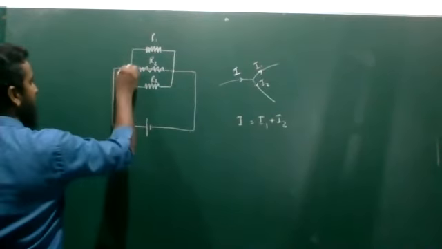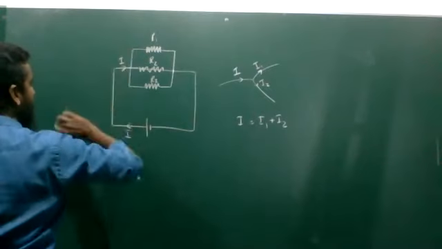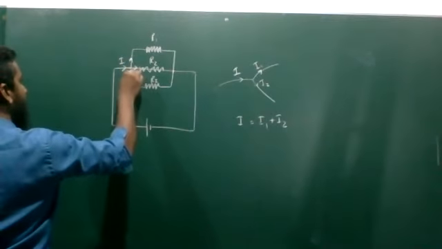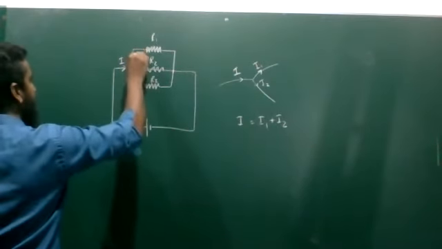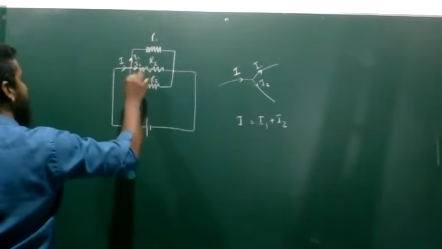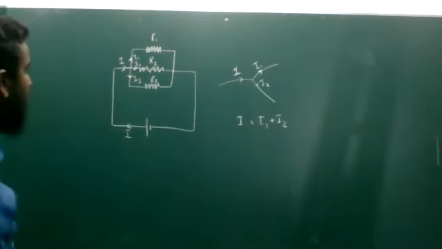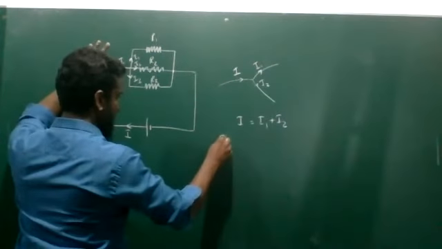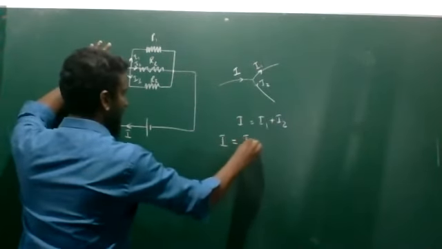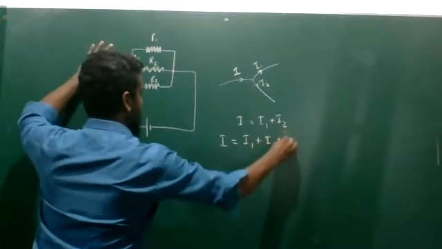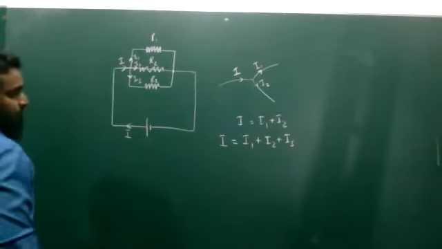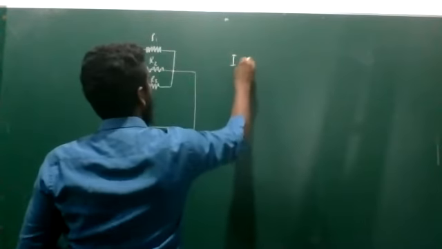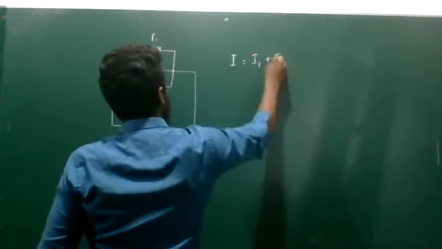I am saying I is coming in from the battery. The I is going to be here. This has been divided into 3. I'll take this as I1, this as I2, this as I3. Then according to Kirchhoff's law, tell me what is the relationship? I is going to be equal to I1 plus I2 plus I3. Right? I write this in this place. I is going to be equal to I1 plus I2 plus I3.